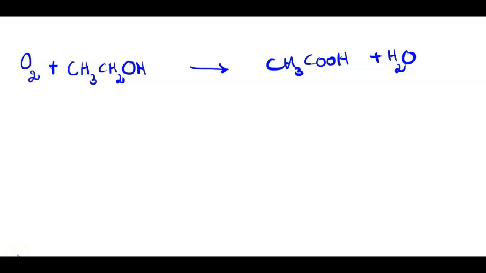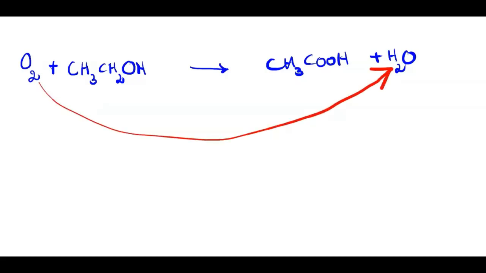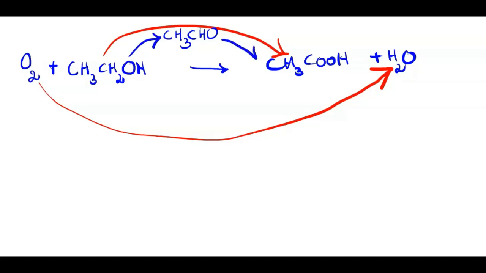Okay, this is a redox equation, and you are going to balance it. For this you need to divide your equation into two halves. The first half is oxygen converting into water, and the second half is ethanol converting into ethanoic acid. Here we need to consider the fact that ethanol is first converted into ethanal, which is acetaldehyde, and then it converts into ethanoic acid.